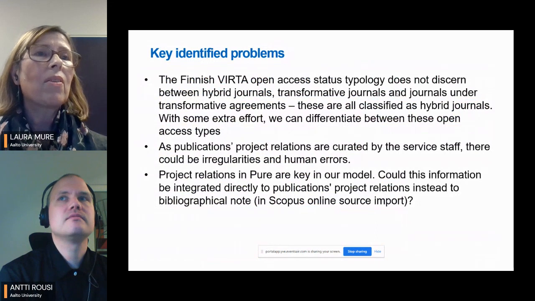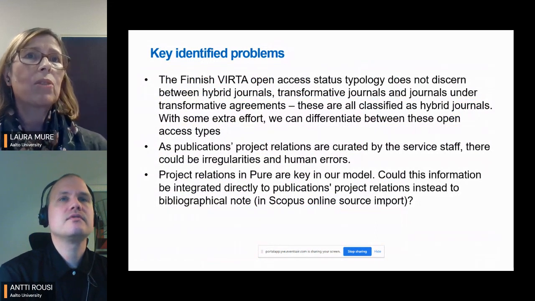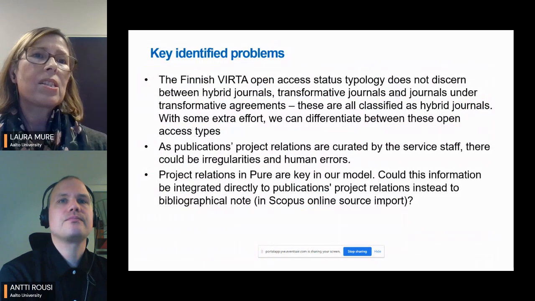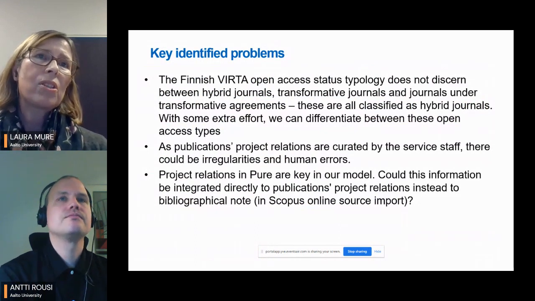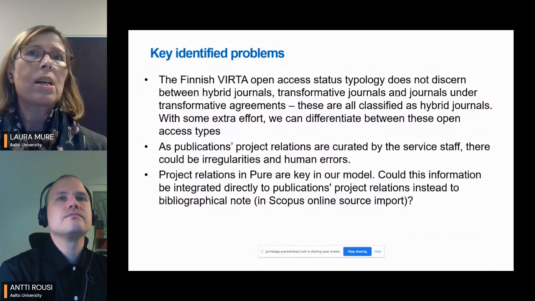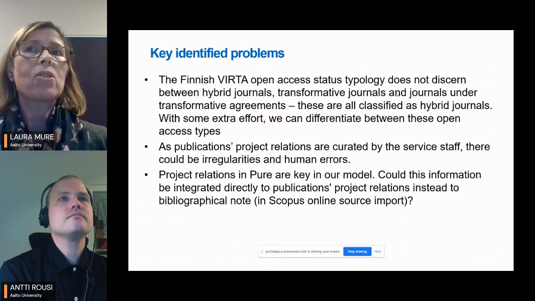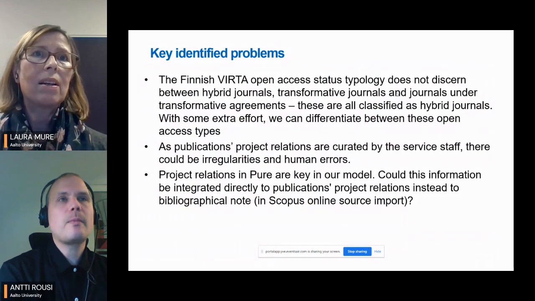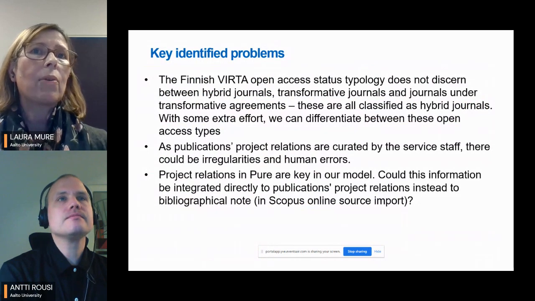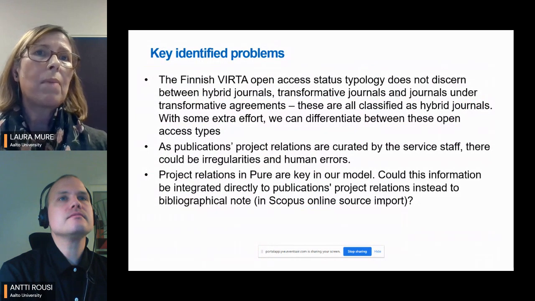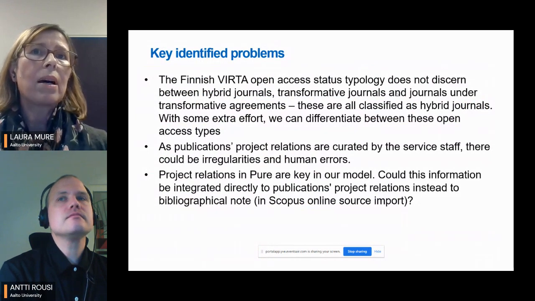Okay, to summarize the key challenges that we noticed: firstly, this Finnish VIRTA open access status doesn't really make any difference between pure hybrid journals, transformative journals, or journals under transformative agreements. And this meant some extra effort for us so that we could make the difference between these open access types in the reporting. And secondly, project relations are always added manually to the publications by our service staff.